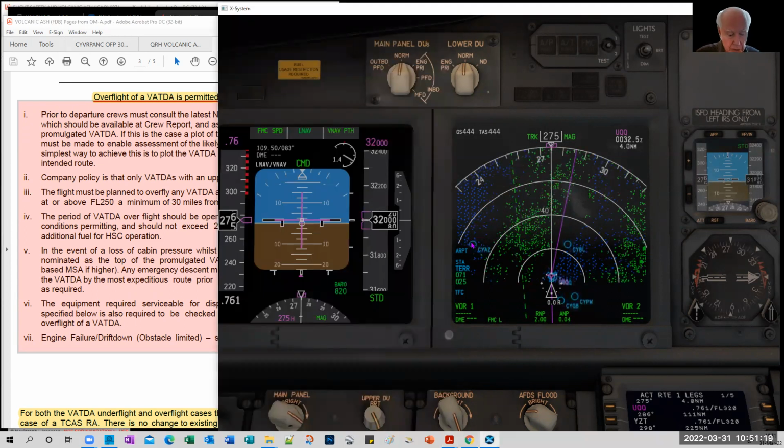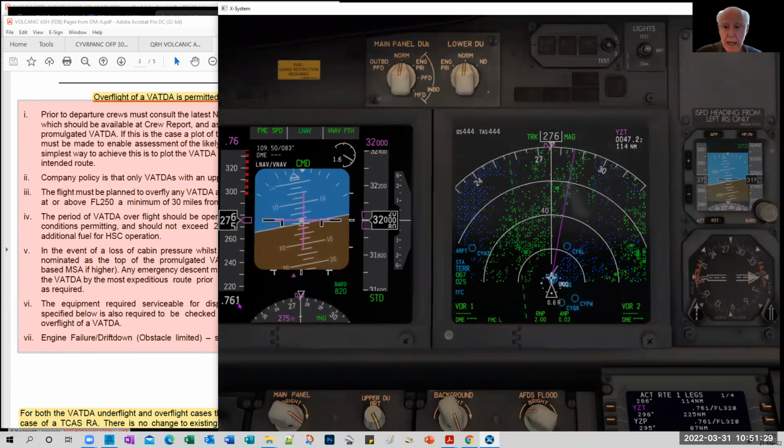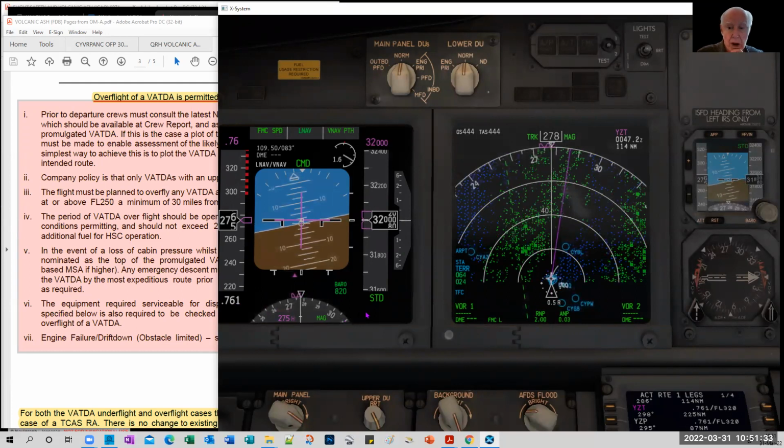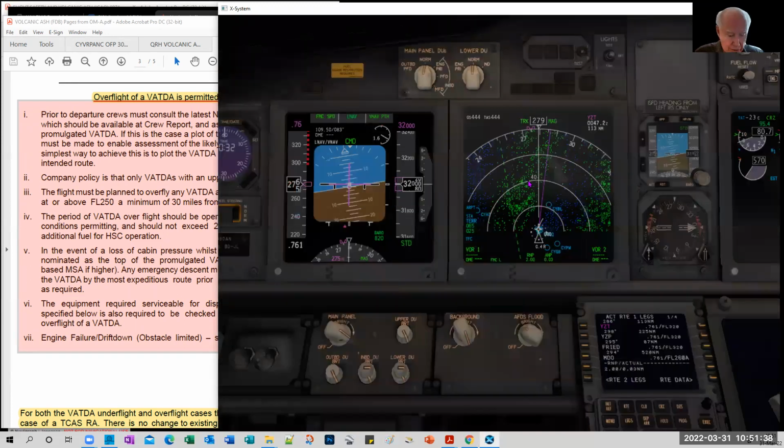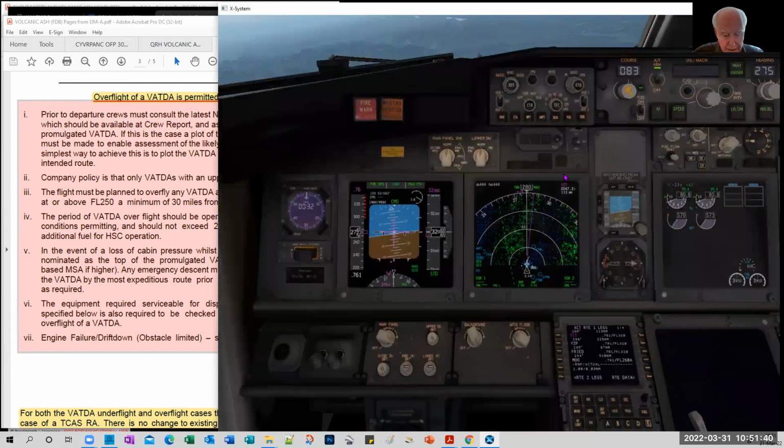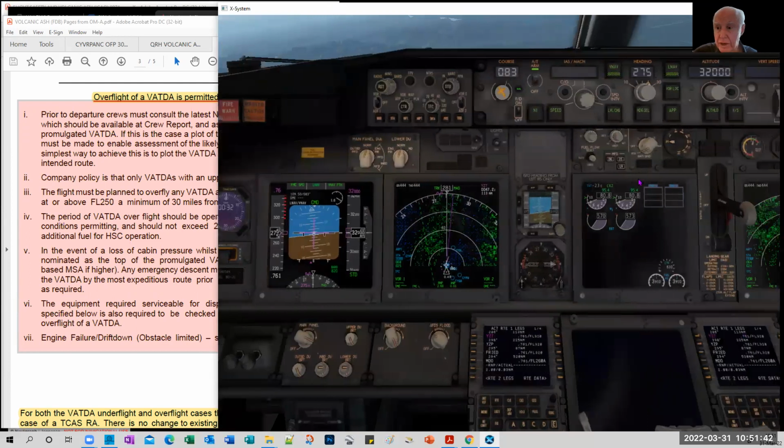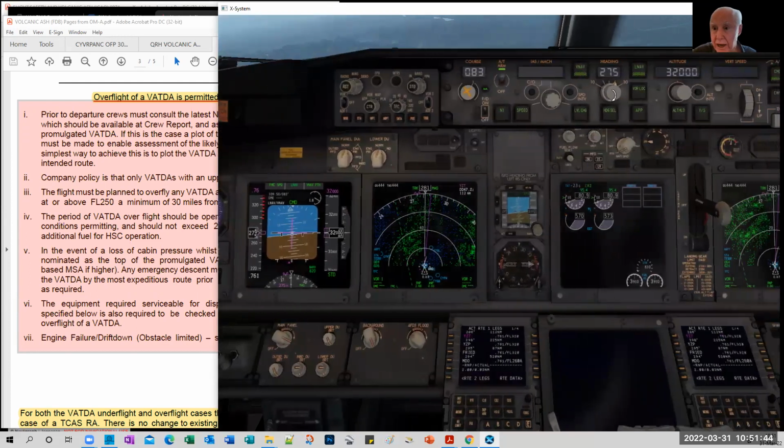Let's just have a look at where we are here. We are now in VNAV path, FMC speed, LNAV, and we are cruising at the planned cruise Mach. And we are just coming up over Comox. So now is the time to refer to the flight plan and check fuel, etc. And we'll just fly the airplane here.